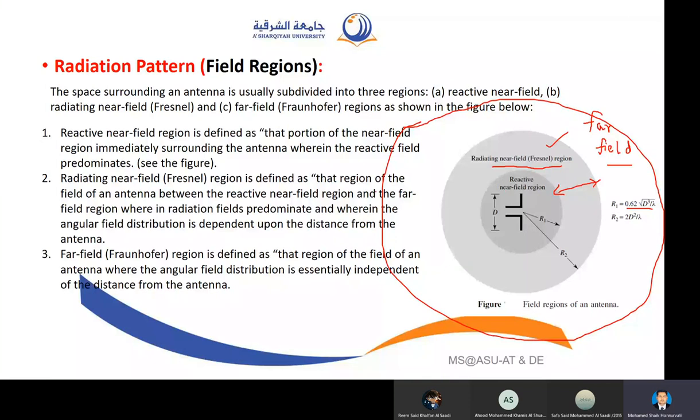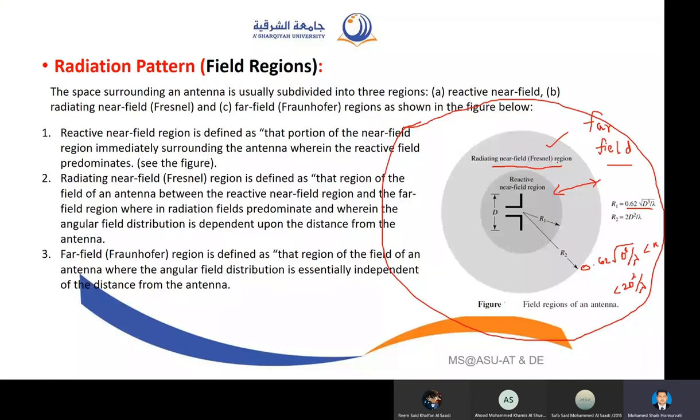So what will be the distance? It should be between these two: 0.62 square root of d cube by lambda, less than that region, let's say x, less than 2d square by lambda. If the radiation field is present in between this distance, that region we call the Fresnel region.